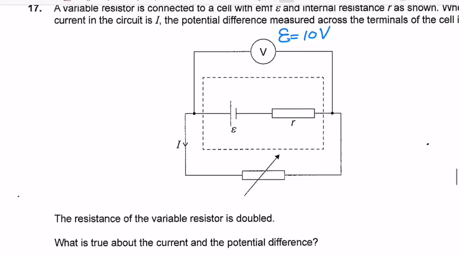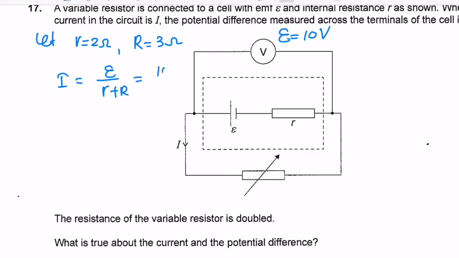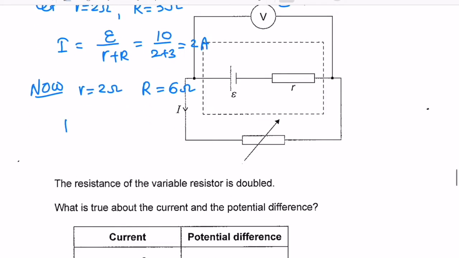Question number 17, easy way is let's assume small internal resistance is 2 ohm, external resistance is 3 ohm. So current is EMF divided by R plus r. So 10 divided by 2 plus 3, you get 2 ampere, right? Now new situation, internal resistance is still 2, external resistance is doubled, so 6 ohm. So I dash equals E divided by R plus r, 10 divided by 2 plus 6, you will end up with 1.25 ampere, right?